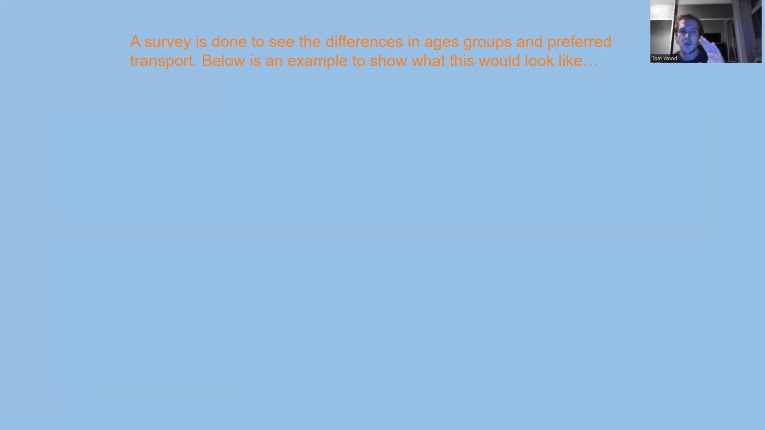So we've done a survey, and we've gone out and spoken to people. We've got 2 different age groups, and we asked them what was their preferred method of transport. So first of all, we asked people their age. We said, are you over 30 or under 30? Now remember, you're going to fall into one of those categories.